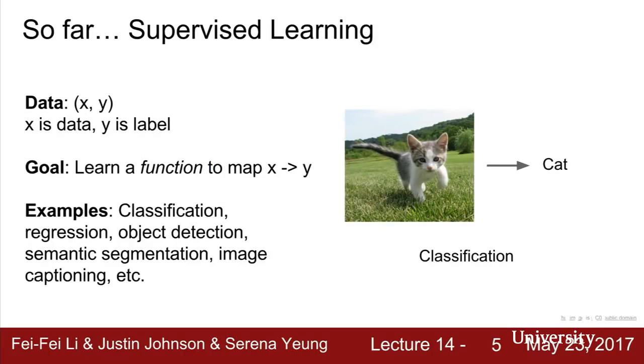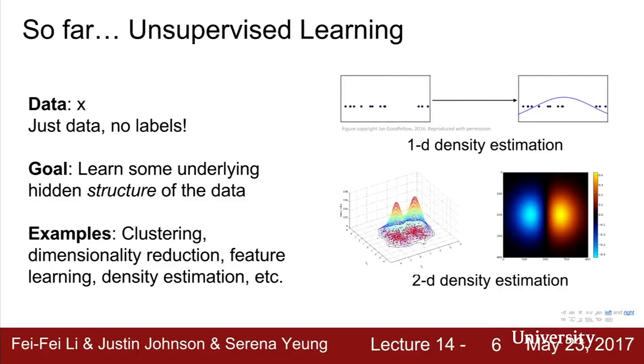Okay, so the topic of today, reinforcement learning. So far we've talked about supervised learning, which is a type of problem where we have data x and then we have labels y, and our goal is to learn a function that's mapping from x to y. For example, the classification problem that we've been working with. We also talked last lecture about unsupervised learning, which is the problem where we have just data and no labels, and our goal is to learn some underlying hidden structure of the data. An example of this is the generative models that we talked about last lecture.